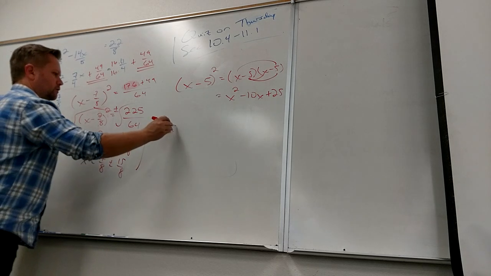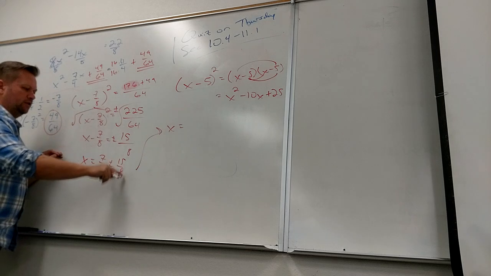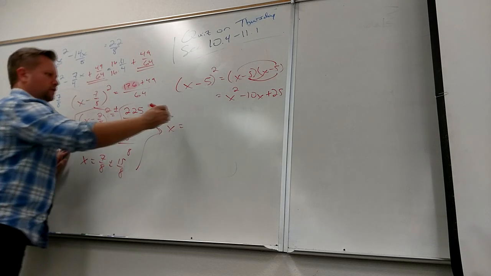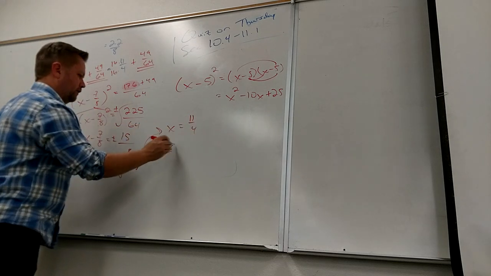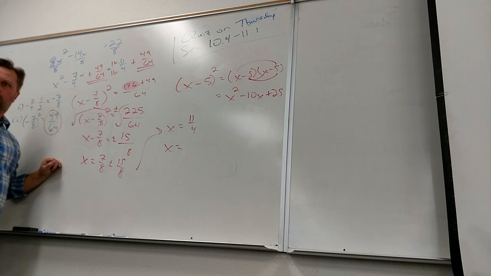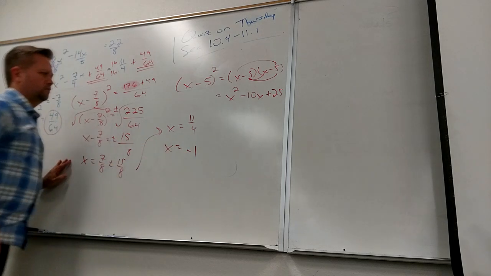So what are my two answers? What's 7/8 plus 15/8? 22/8 or 11/4. And what's 7/8 minus 15/8? -8/8, -1. That's neat.